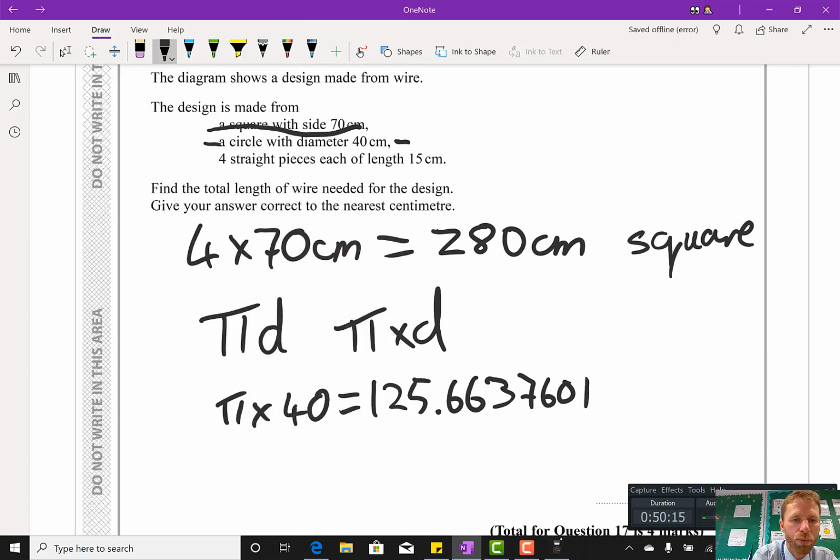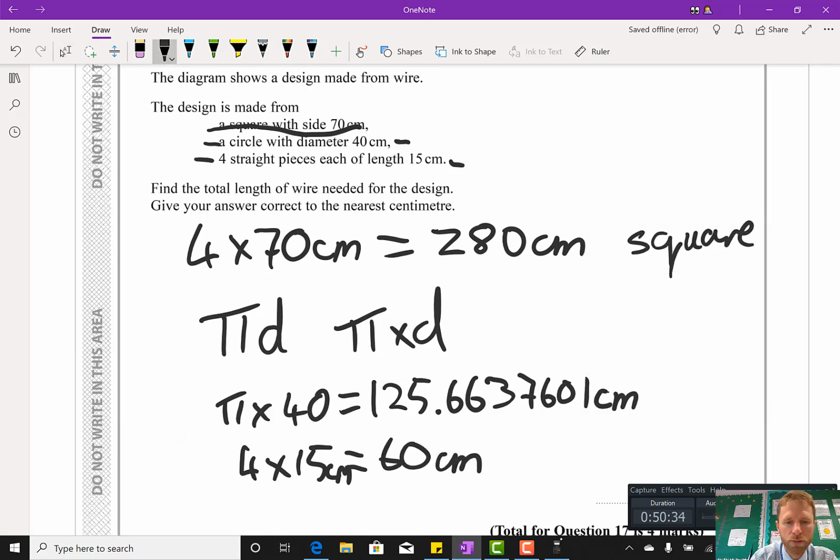4 straight pieces of length 15 centimetres each, very simple. 4 multiplied by 15, which if you know anything about time, a quarter of an hour is 15 minutes, a whole hour is 60 minutes, so 4 15s, 60.